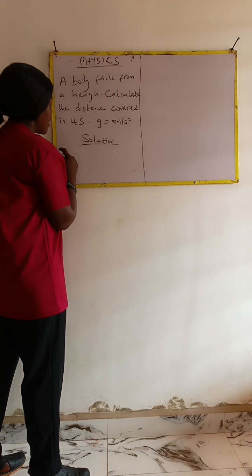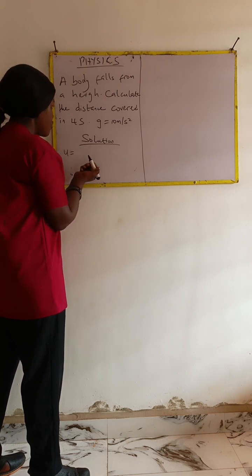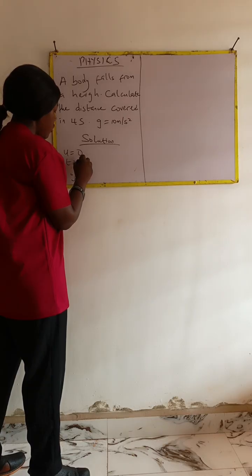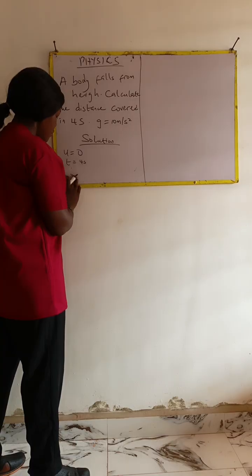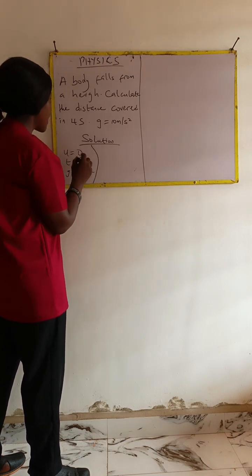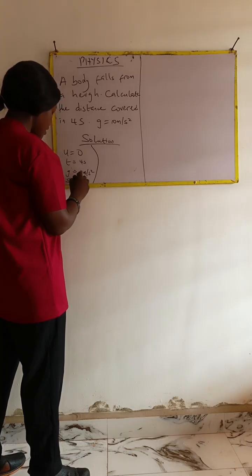A body falls from rest. It falls from a height, and we didn't know the exact value, so U is 0. Now time is 4 seconds. g is 10 meters per second squared. We are asked to calculate the distance, and s is the distance.